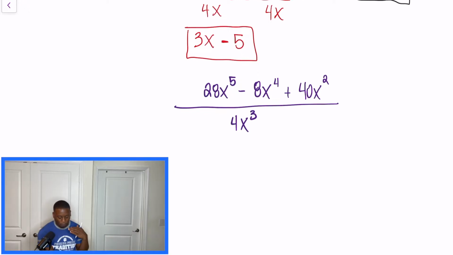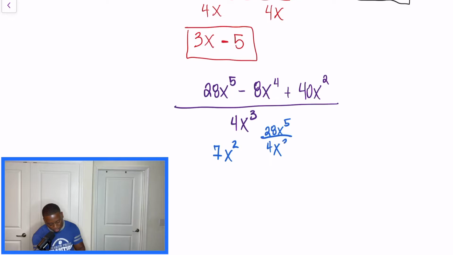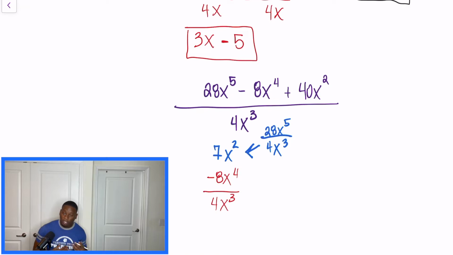So when we think about 28 divided by 4, that's going to give me 7, right? X to the fifth minus x to the third is going to give me x squared, right? So far we took care of, and let's just write this out to the side, 28x to the fifth all over 4x to the third. That's going to be our answer, 7x squared. Now we're going to switch back to red, and we're going to do negative 8x to the fourth all over 4x to the third. So same thing, right? And let's highlight our first answer.